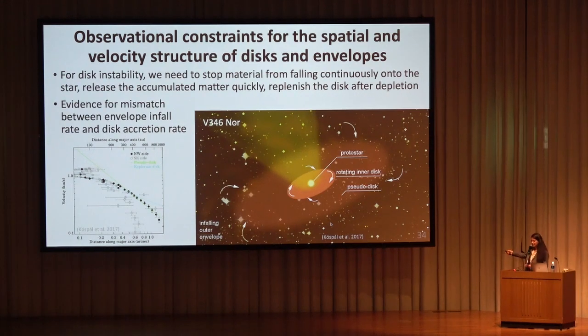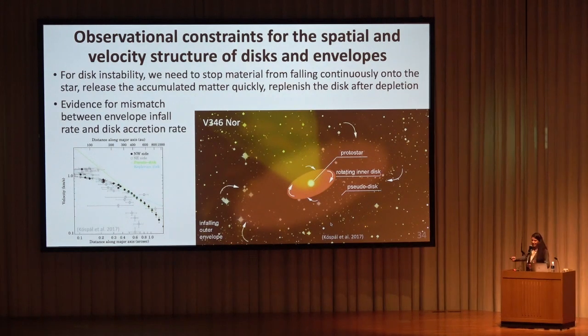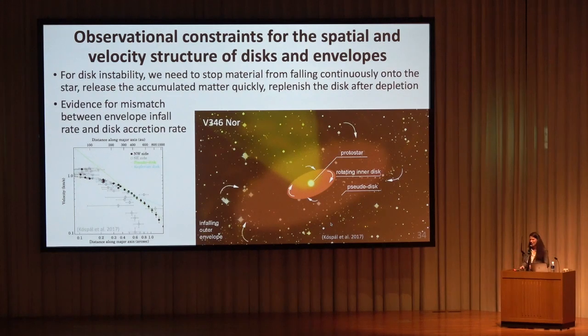Okay. And that is the mismatch. So that means that there should be accumulation, and then that accumulated material can then quickly fall onto the star and cause the outburst. Okay.